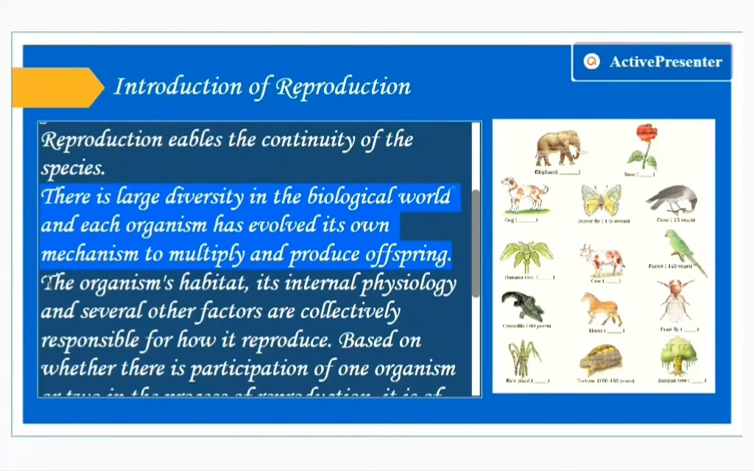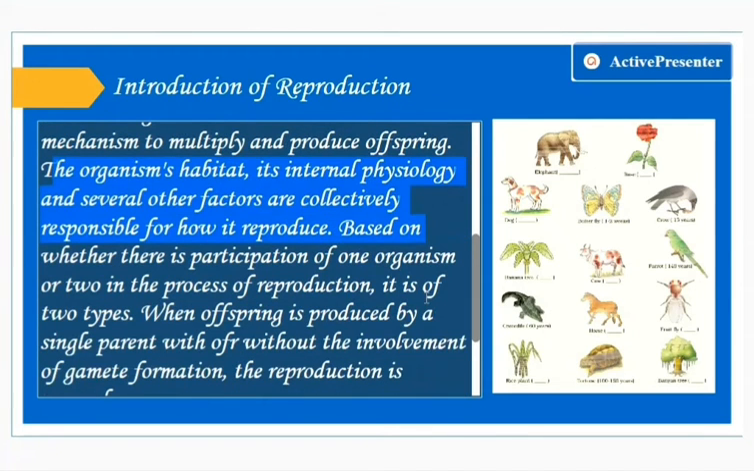So we see here the organism's habitat, its internal physiology and several other factors are collectively responsible for how it reproduces. That is based on whether there is participation of one organism or two in the process of reproduction. It is of two types: the first is known as asexual reproduction and the second is known as sexual reproduction.